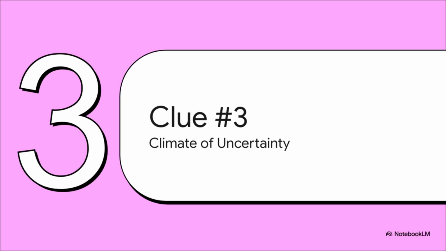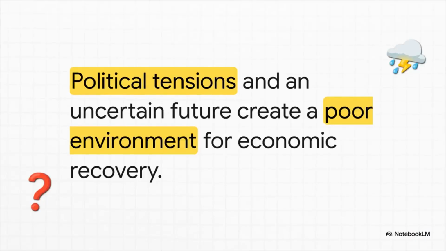Okay, this brings us to our third and final clue. And this one is a little different. It's less about specific policies and numbers and more about, well, the overall atmosphere. Because you have to remember, economies don't just run on spreadsheets. They run on confidence. They run on predictability. So when you have a lot of political tension and nobody really knows what the government's policies are going to be next month, let alone next year, it creates this deep climate of uncertainty. And if there's one thing that money and investment absolutely hate, it's uncertainty.